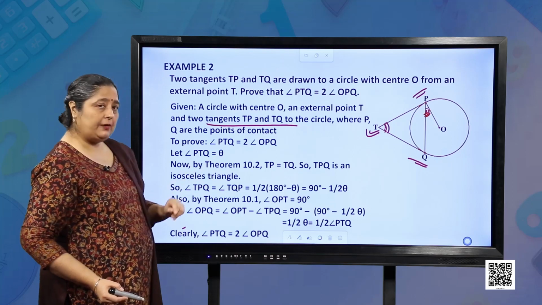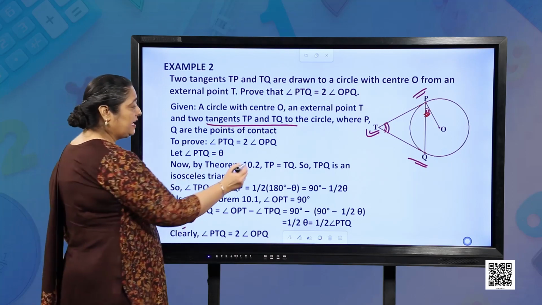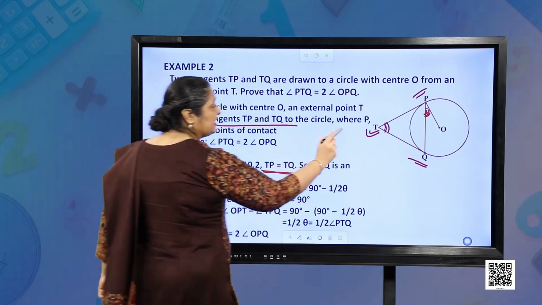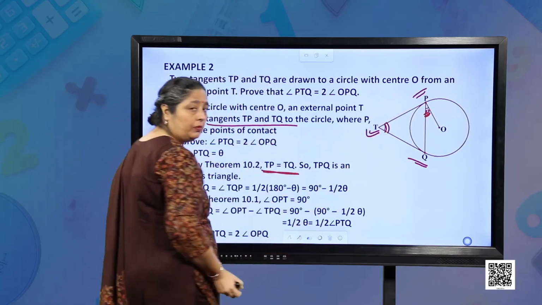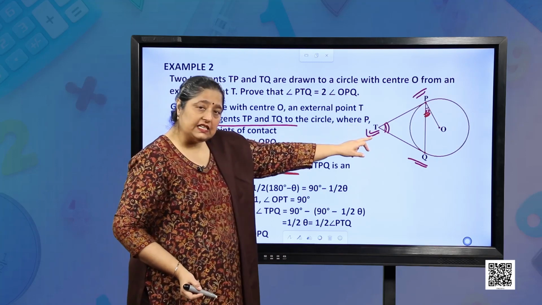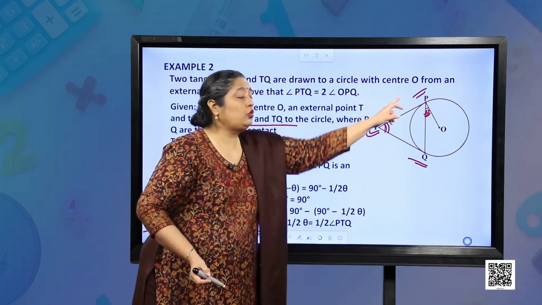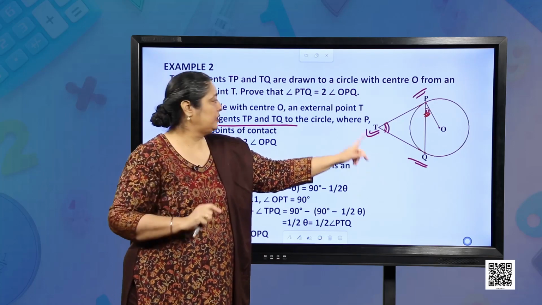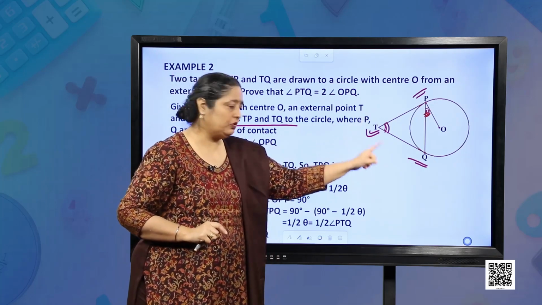Now, by theorem 10.2, what does the 10.2 theorem say? TP is equal to TQ. Why is TP equal to TQ? Because from an external point T, when we draw two tangents to the circle, the tangents are equal in length. So, TP is equal to TQ.